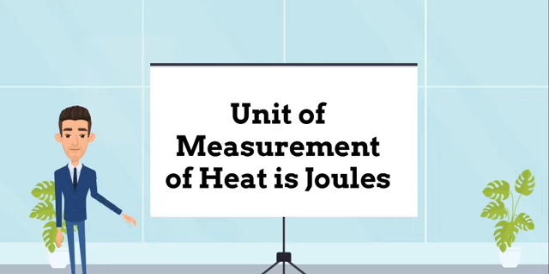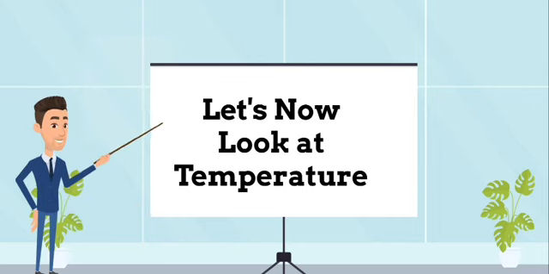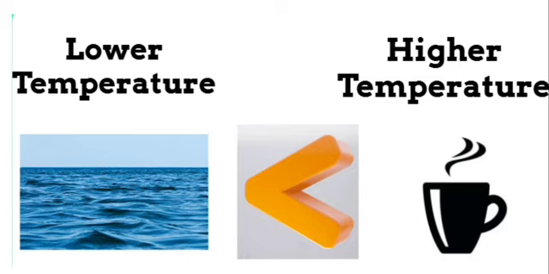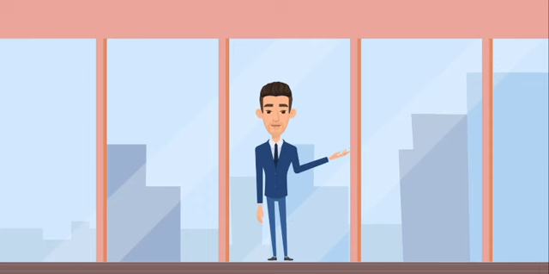Now, let us examine what temperature is. Still using the same example of the Indian Ocean and the cup of boiling hot water, this time we notice that the cup of boiling hot water has a higher temperature than the Indian Ocean. Based on this observation, we can see that temperature is more like the average kinetic energy per molecule, whereas heat is the total kinetic energy of all the molecules.